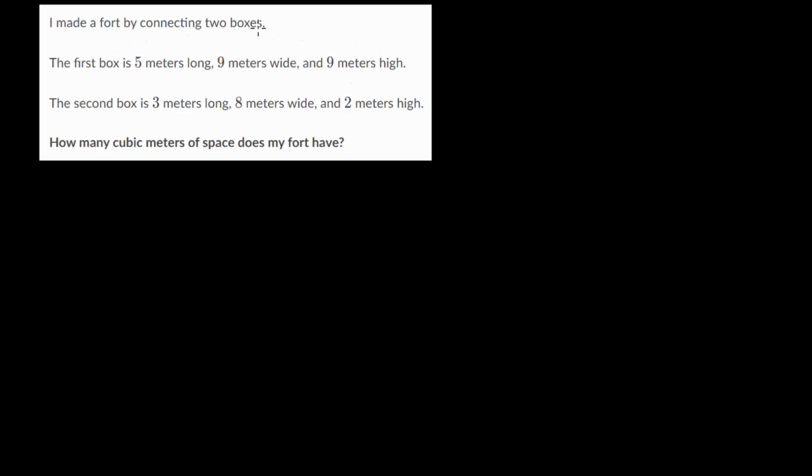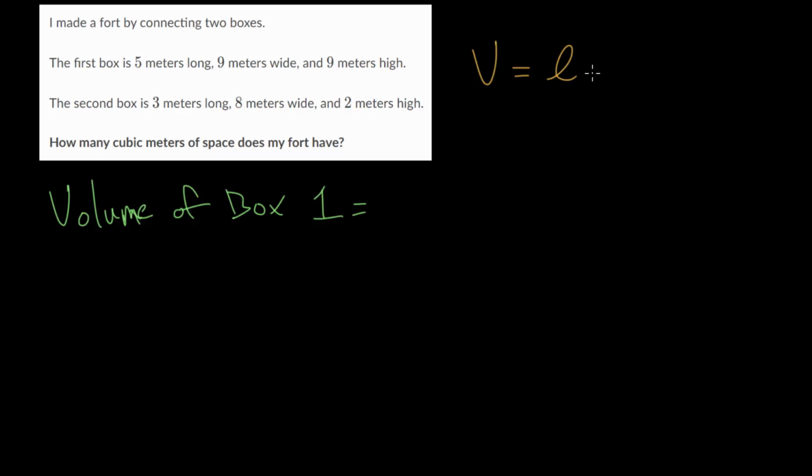So essentially, since the two boxes are connected, the volume of the fort would be the sum of the volume of the first box and the second box. So we can find the volume of each of these individually and then add them together. Let's start by finding the volume of box 1. And remember the formula for the volume of a rectangular prism. V is just the length multiplied by the width multiplied by the height.